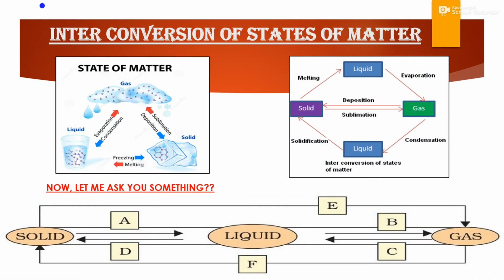So you can see that liquid changes into gas. The process is called evaporation, and the opposite, when gas changes into liquid, is called condensation. When gas changes into solid or solid changes into gas, the change of gas into solid is called deposition, and the change of solid into gas is called sublimation. So this is the process of sublimation only.